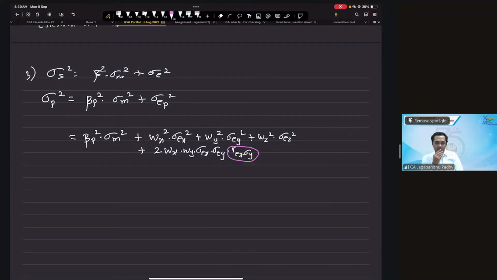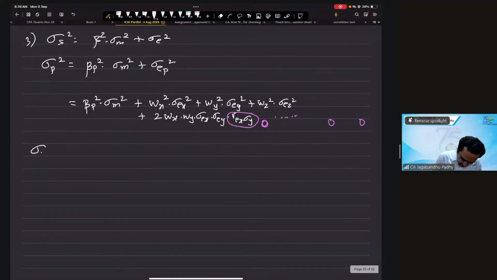What do you think? Will there be any relation between error terms, logically, the unsystematic risk? Do you find any relation existing between the unsystematic risk of one company and the unsystematic risk of another company? There shouldn't be any correlation, right? Because they are totally unrelated things. So we can definitely say that this is 0. Same way, the other 3 numbers are also going to be equal to 0.